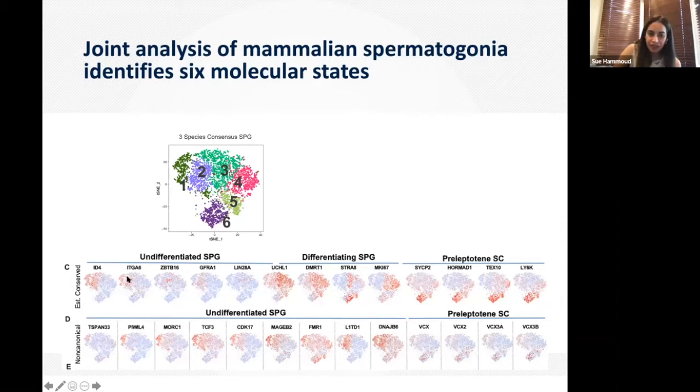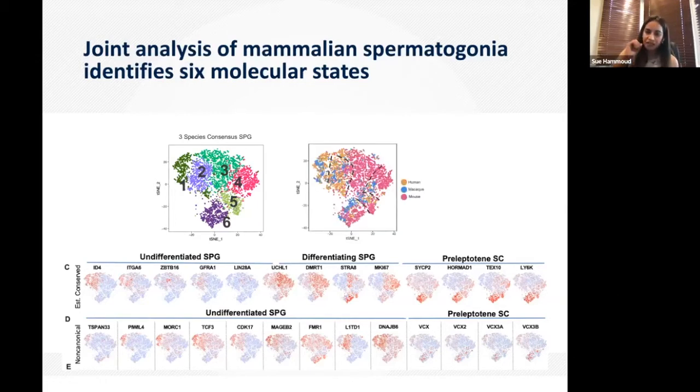And so using undifferentiated spermatogonial stem cell markers, we could say populations 1 and 2 appear to be undifferentiated spermatogonia, 3, 4, and 5 are differentiating spermatogonia, and population 6 is expressing a lot of the early meiotic genes. And so this happens to be a preleptotene, or a cell that's committing entry into meiosis. And so this is really exciting, that we get a defined hierarchy of differentiation.